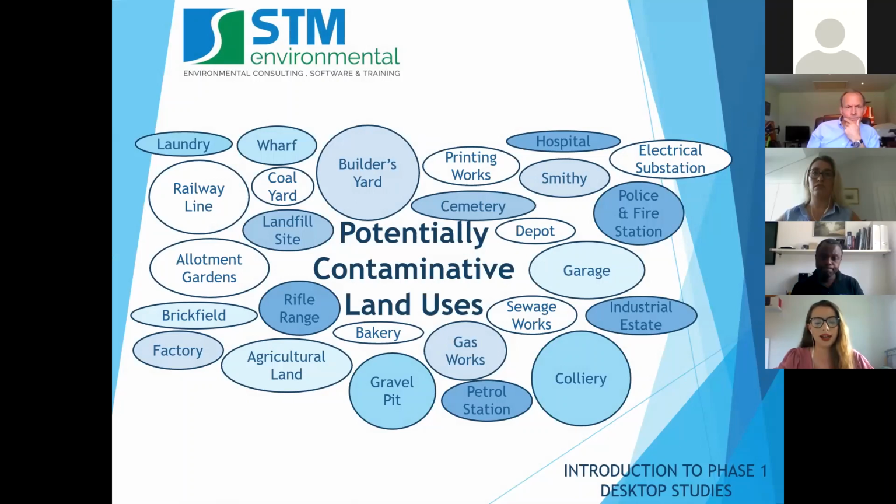Potentially contaminative land uses include the obvious, for example, petrol stations and factories, to the more complex, like rifle ranges and cemeteries. For example, pesticides can be used on allotment garden sites and agricultural land. A whole host of contaminated materials can be buried when infilling landfill sites, gravel pits, and brickfields. And fuels can be used and stored at sites like builders' yards, depots, and garages. Pollutants associated with these uses will be discussed a bit later on.